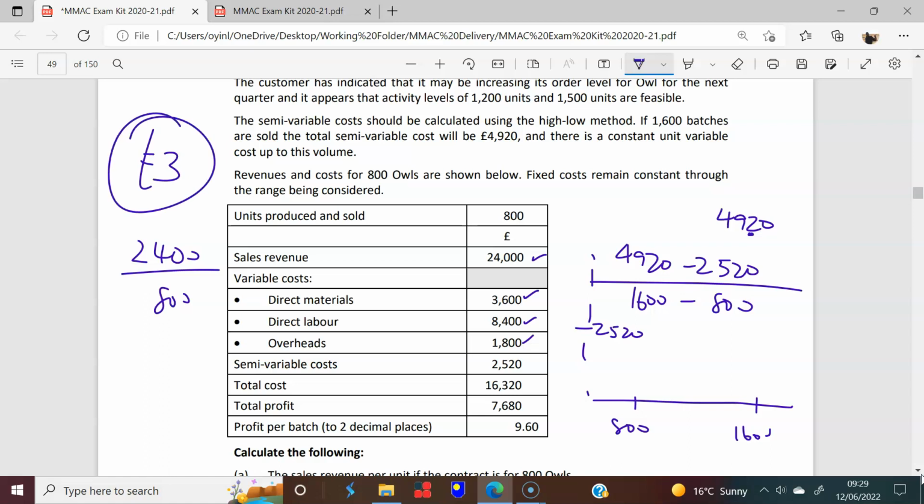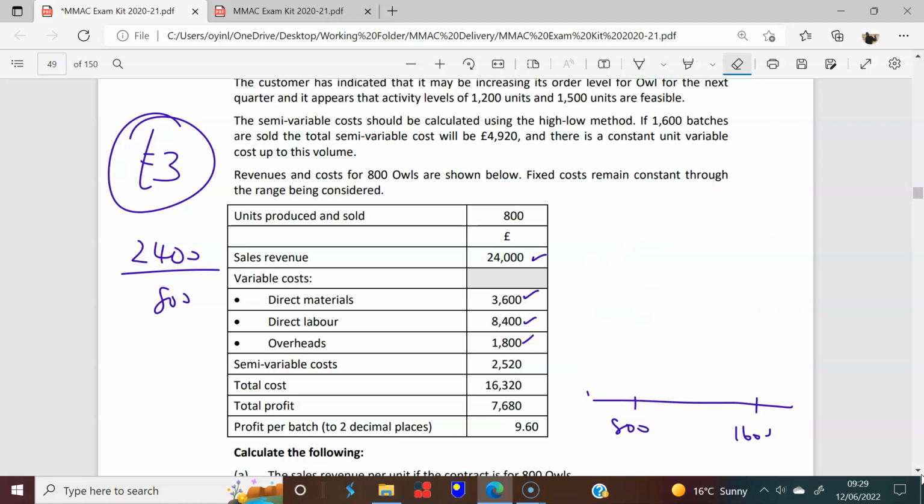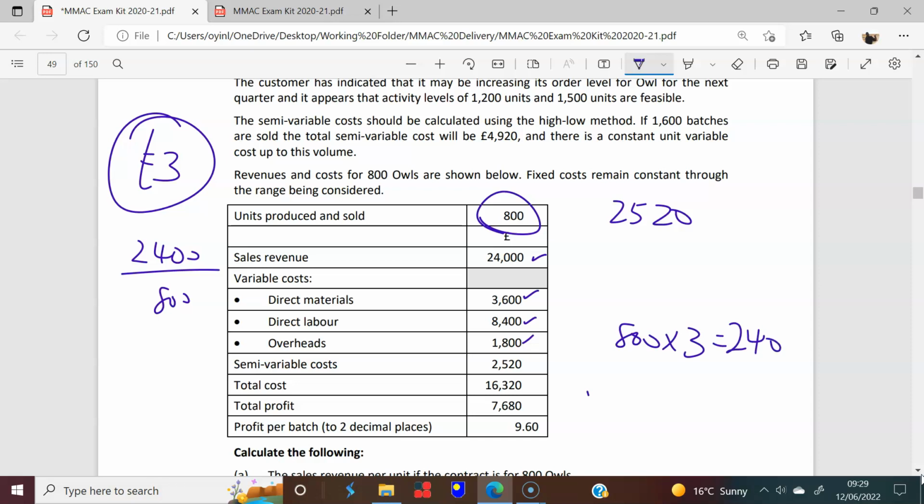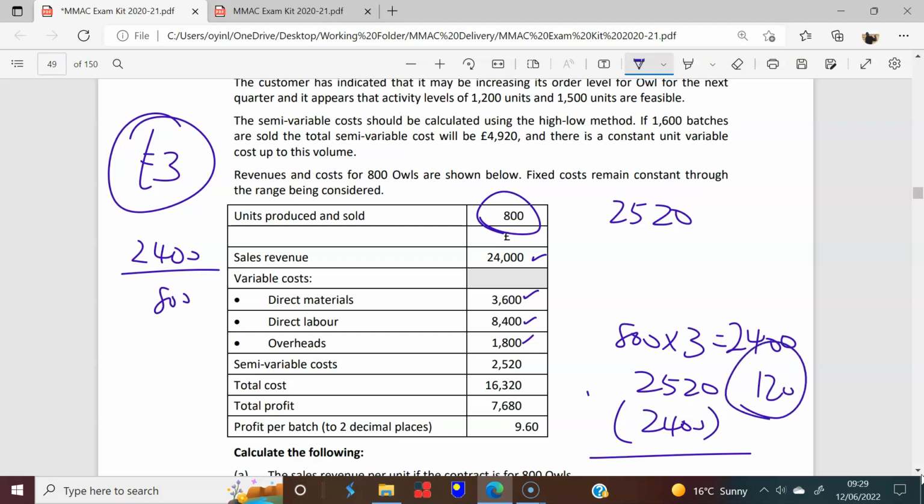So now that you have 3 pounds, just pick one of them. Pick the 800. Let's pick this one. So the total semi-variable cost is 2,520. If I've picked 800 and I multiply that by 3 to get the variable element, it means the fixed element is the difference, 2,520 minus 2,400. And then the fixed element is 120. Hopefully my maths has held for me to be able to get this right. I don't think I've made a mistake there. That's quite the case, isn't it? 4,920. So that's the case.